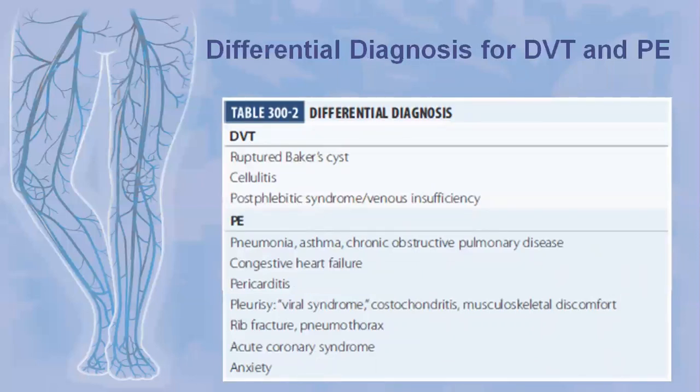So these are the differential diagnoses for DVT and PE. For deep vein thrombosis, it may just be a ruptured Baker cyst, cellulitis, post-phlebitic syndrome, or venous insufficiency. For pulmonary embolism, it may be just a case of pneumonia, asthma, chronic obstructive pulmonary disease, congestive heart failure, pericarditis, pleurisy, rib fracture or pneumothorax, ACS, and anxiety. That's why you have to do imaging studies.